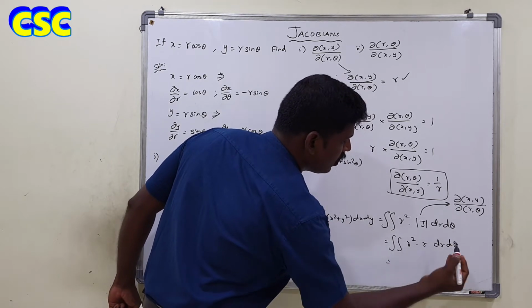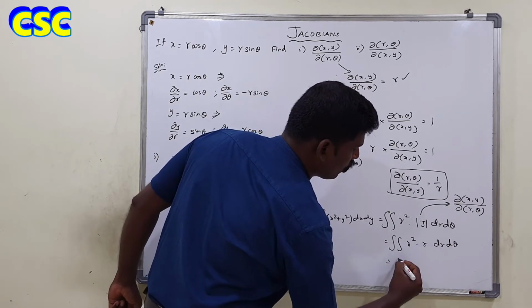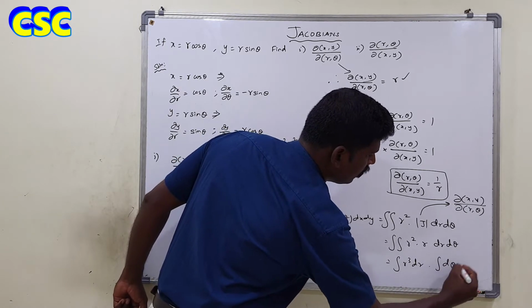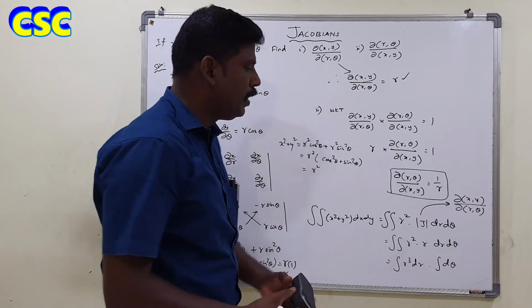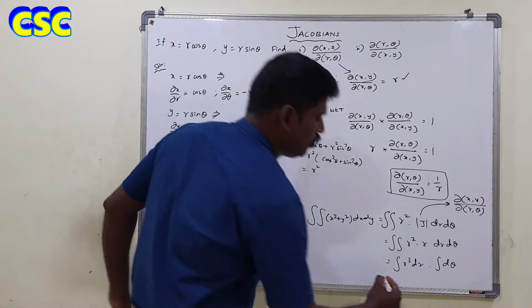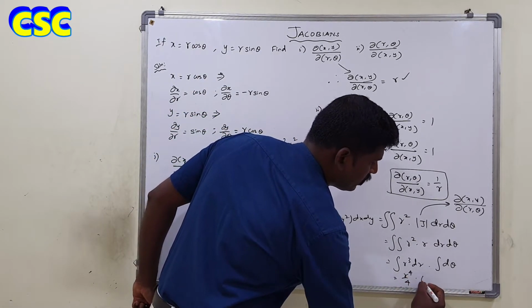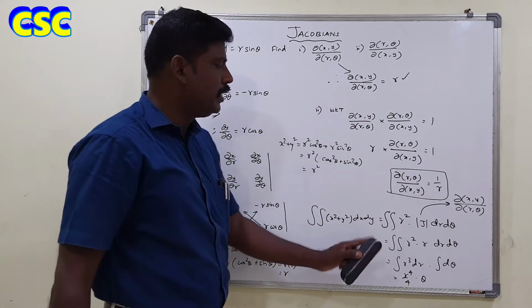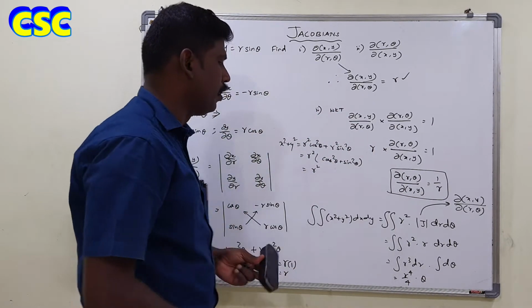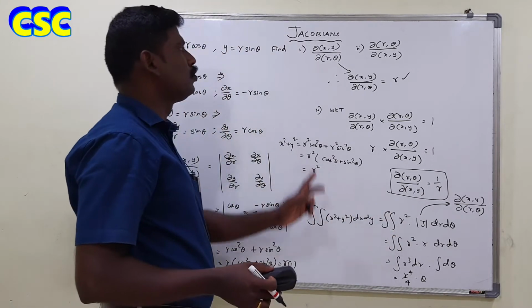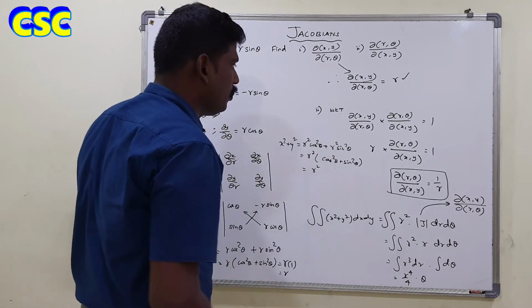So now we can separate into two: integral r cubed dr into integral d theta. So we can simply integrate both of the two. r to the power 4 by 4 into d theta becomes theta. So we can simply integrate it using the Jacobian, right? That's all. These are all just application-oriented problems, which I illustrate to you.